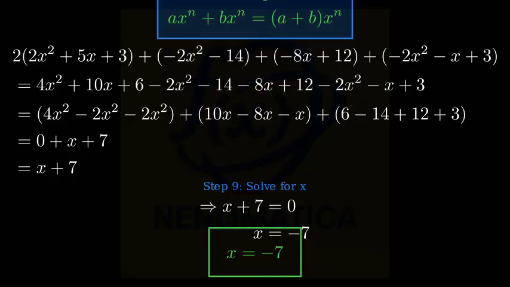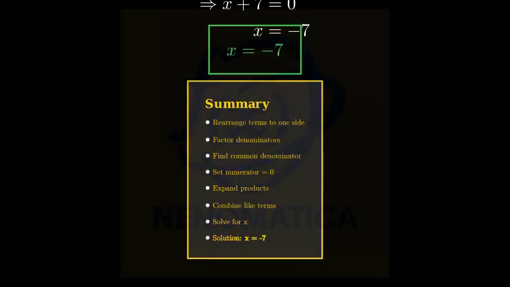Let's summarize what we've learned in solving this rational equation. We first rearranged all terms to one side of the equation. Then we factored the denominators to help find a common denominator. We combined all terms over this common denominator. Next, we set the numerator equal to 0 and expanded all the products. Finally, we combined like terms and solved for x, finding that x equals -7.